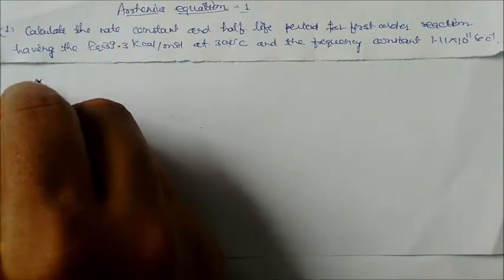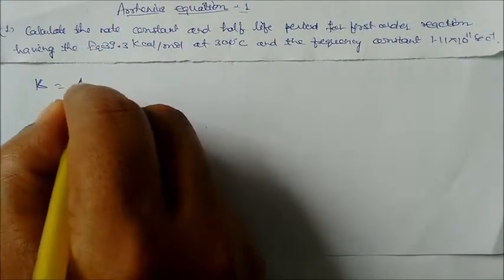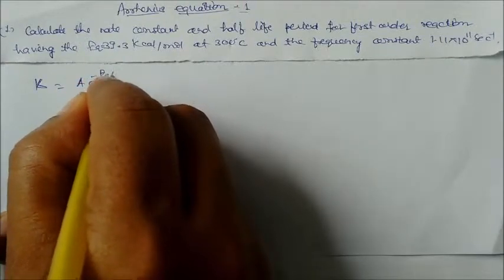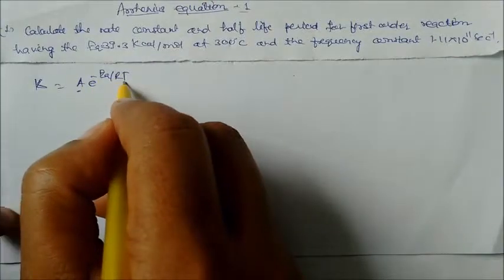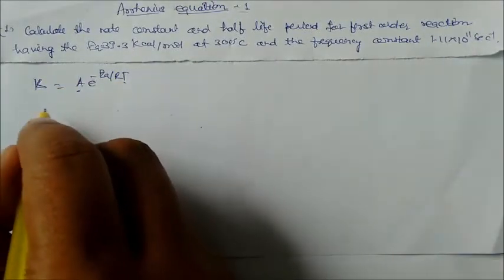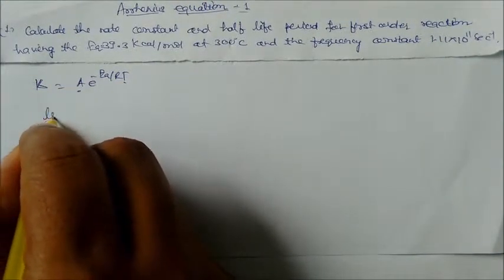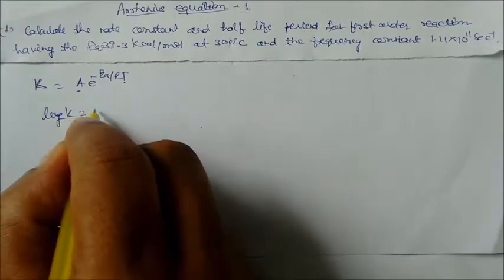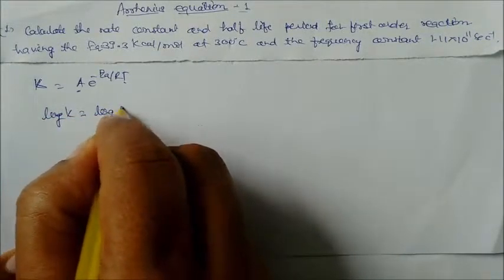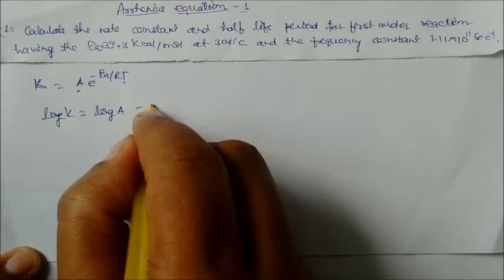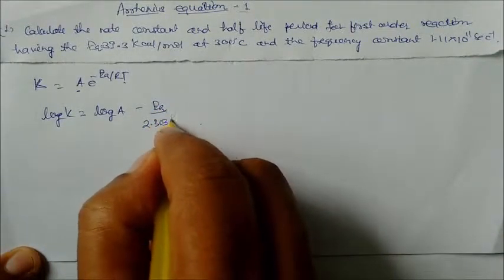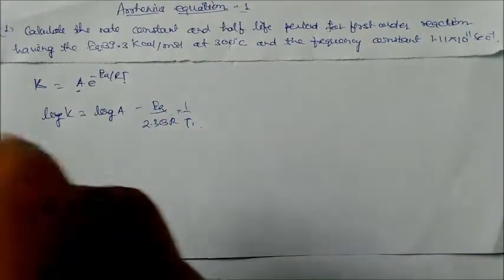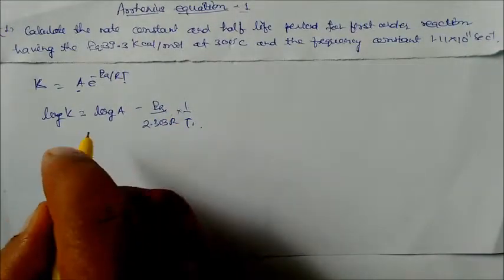So what is the rate constant formula? K equals A e to the power minus Ea by RT. Here Ea and T are given, so we can convert it into log form also. So we can write log of K is equal to log of A minus Ea by 2.303 R into 1 by T. On putting the values, you can put them directly.